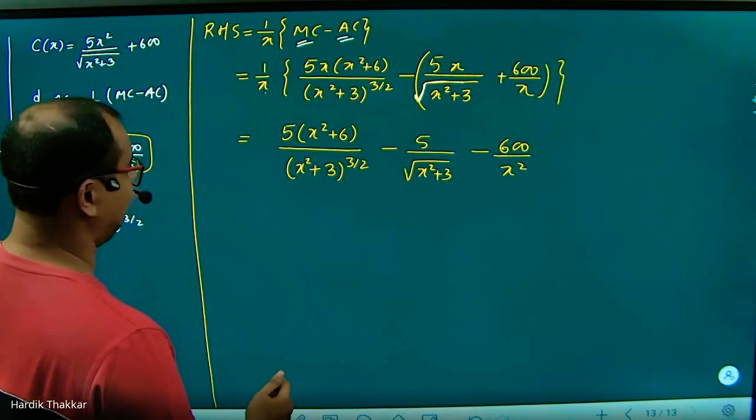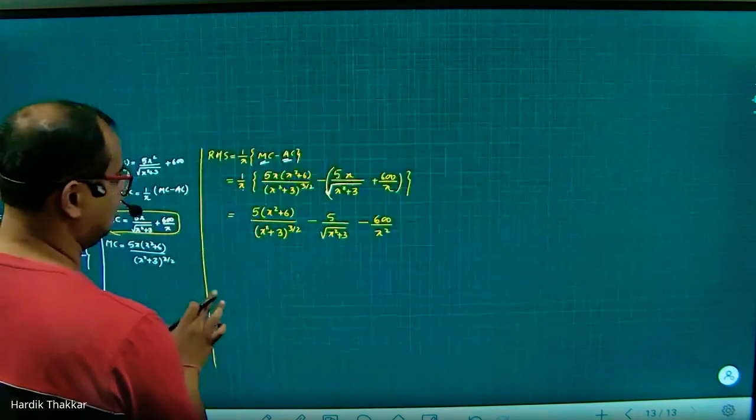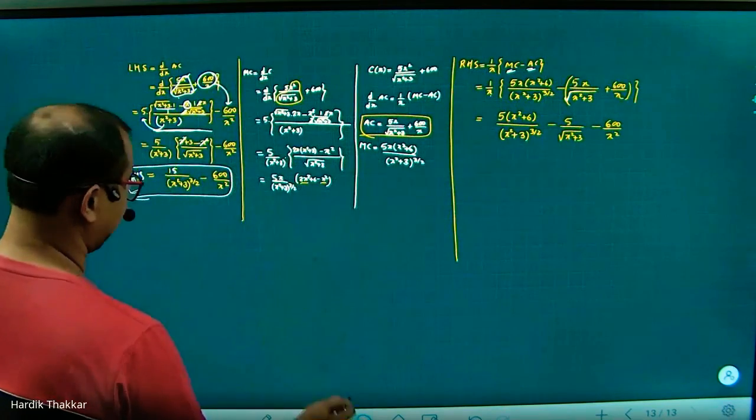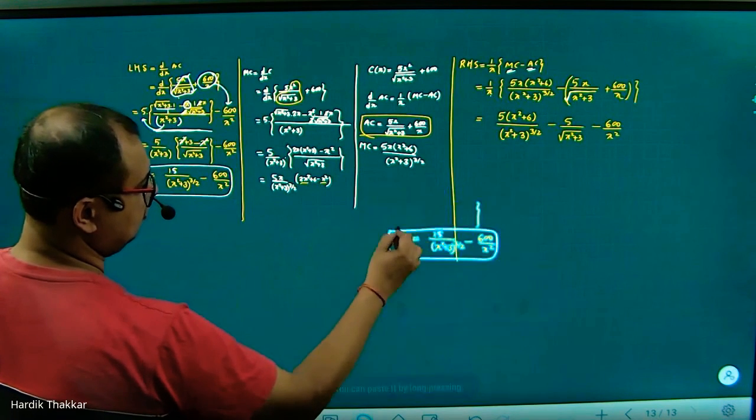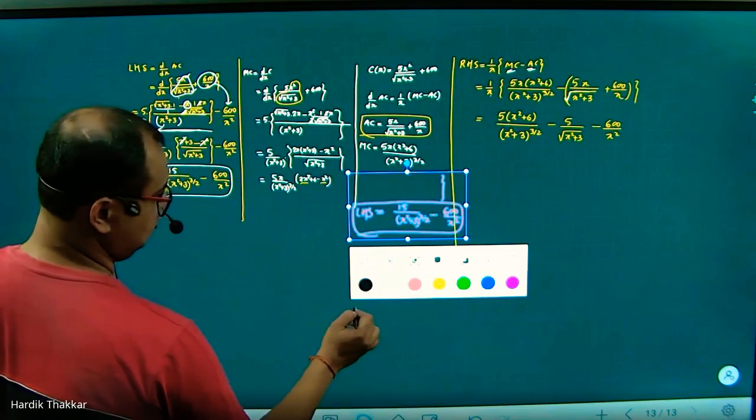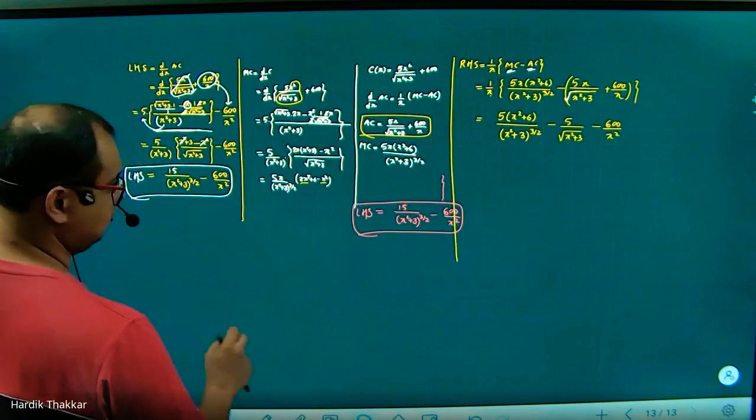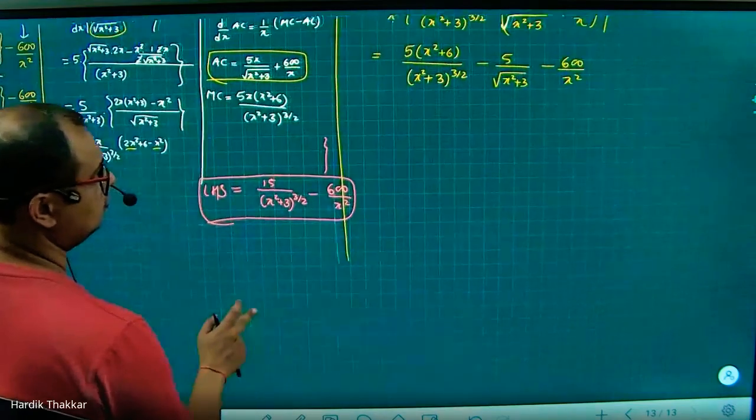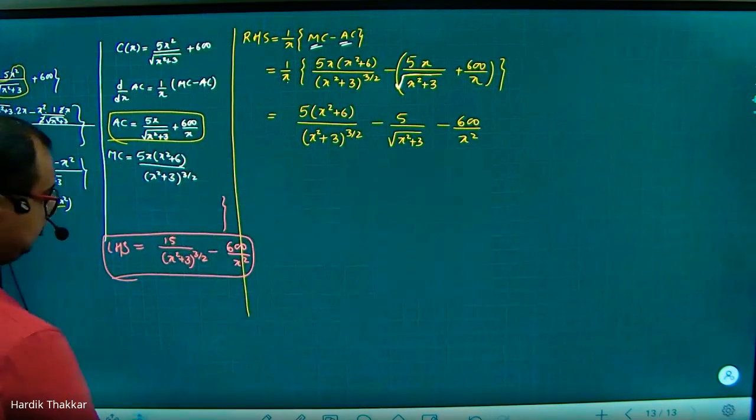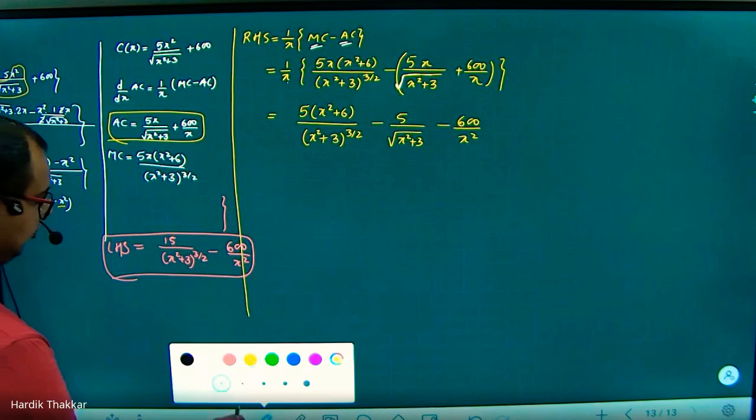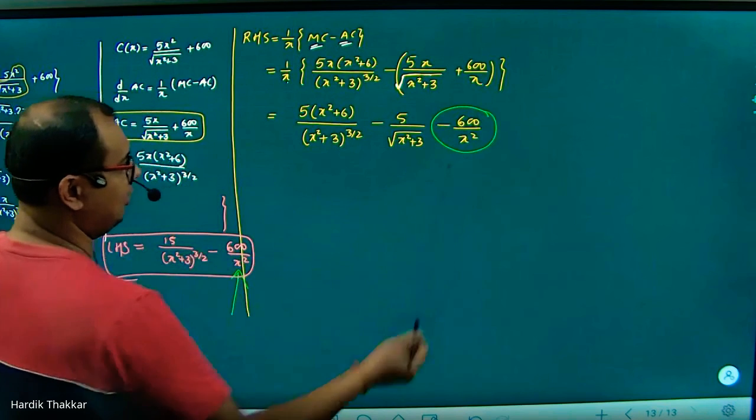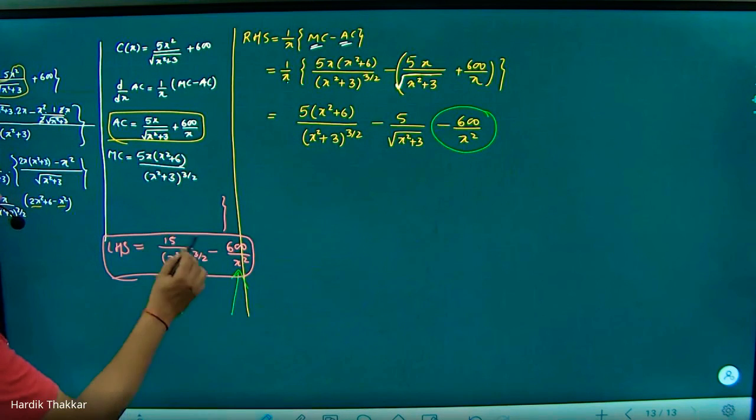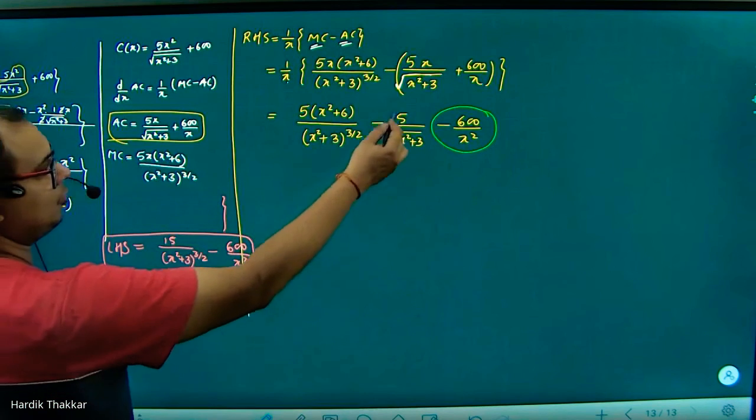Okay, now just look at the LHS, what we got in LHS. I'm just copying that part here. So this was the LHS. We got how many terms? Just check. We got this term, this term is here, minus 600 upon x square. But this term we have not achieved. So further we have to simplify this part.